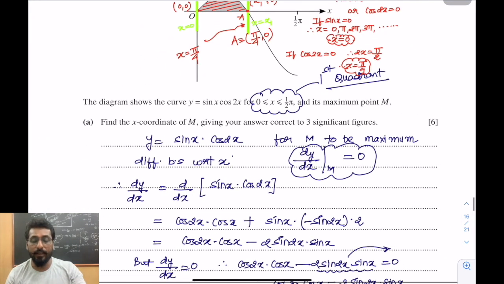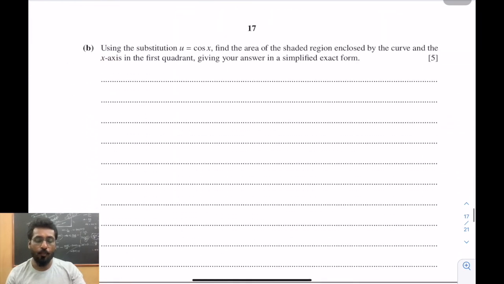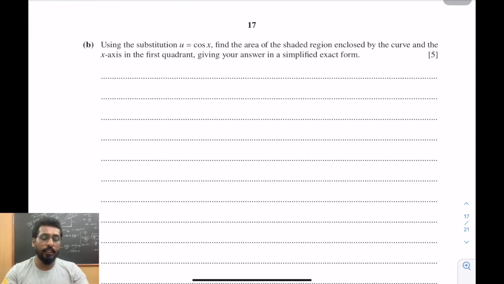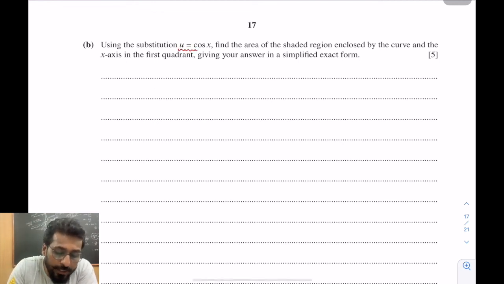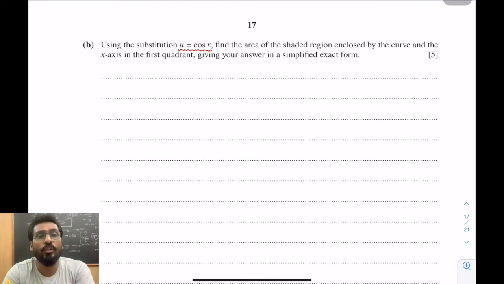Okay, so very interesting question, right? So we are going to go back, and also using the substitution u equal to cos x. Also, students, you want to use the substitution u equal to cos x. That also you need to take care of. I can solve the question without using the substitution also, but if you do that, you get a 0. Okay, because the question clearly says using the substitution u equal to cos x. So you have to mandatorily make use of the substitution which is given in the question.